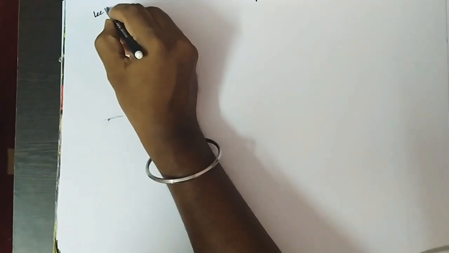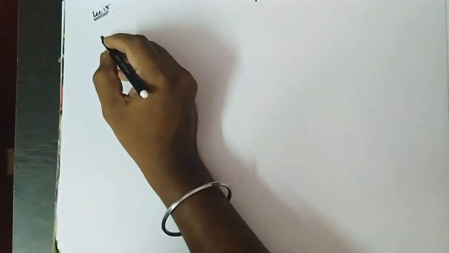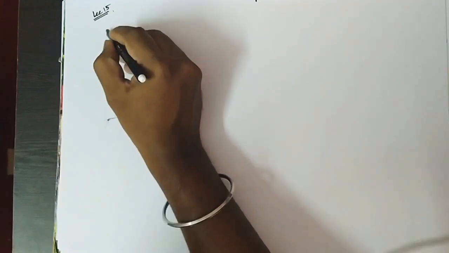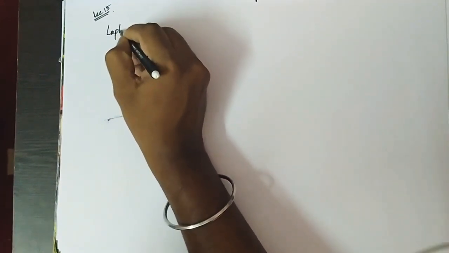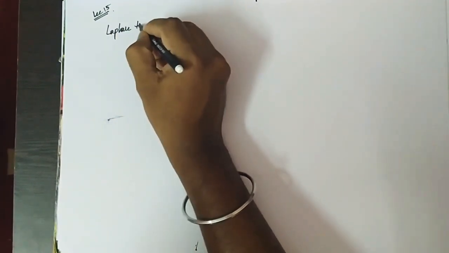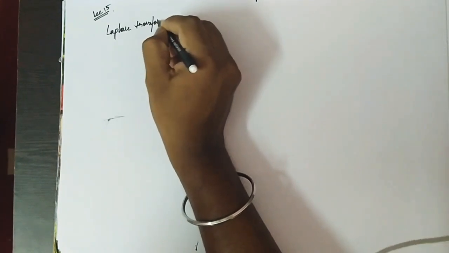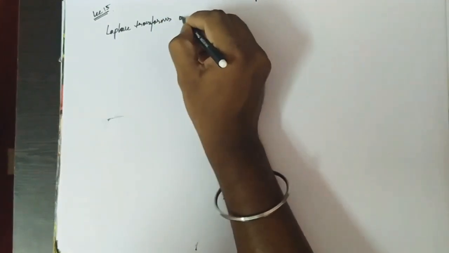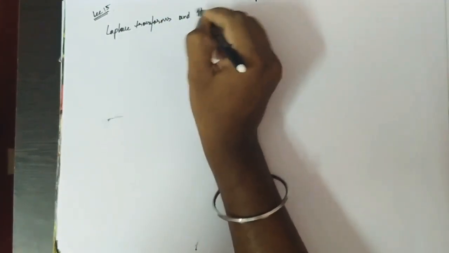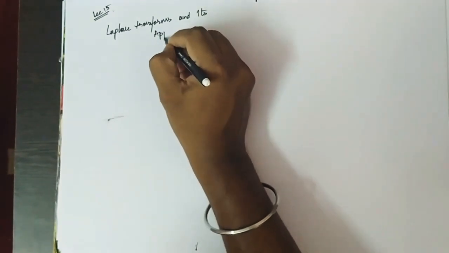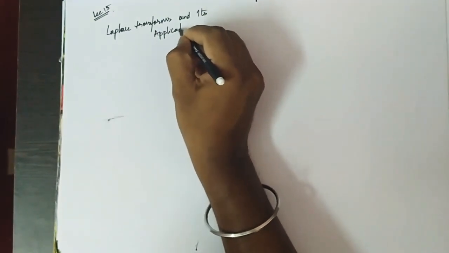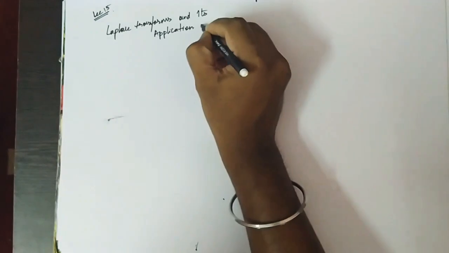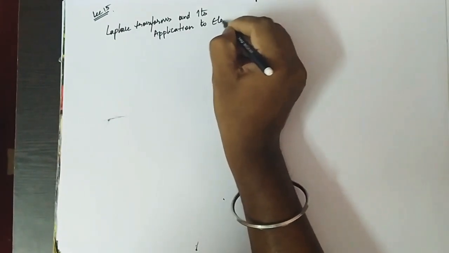So, the content is lecture 7, 15. This is in transients. So, Laplace transforms and its application to electric circuits.